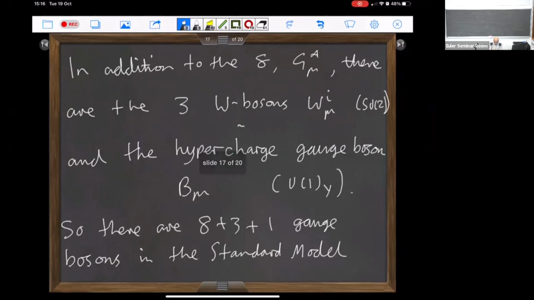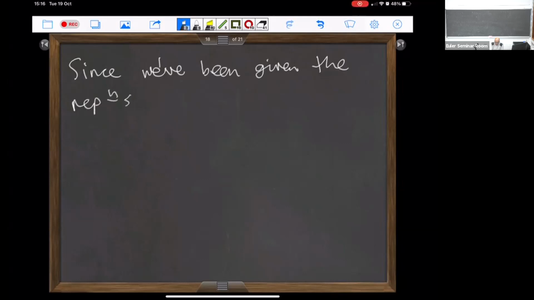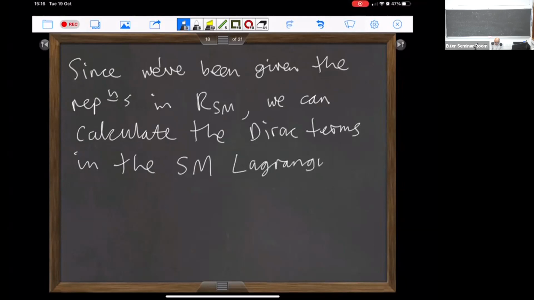So now that we've got the representations, those 5 representations, we can calculate, for example, the Dirac terms in the standard model Lagrangian. And for that, the most important part is how we treat the covariant derivative carefully.